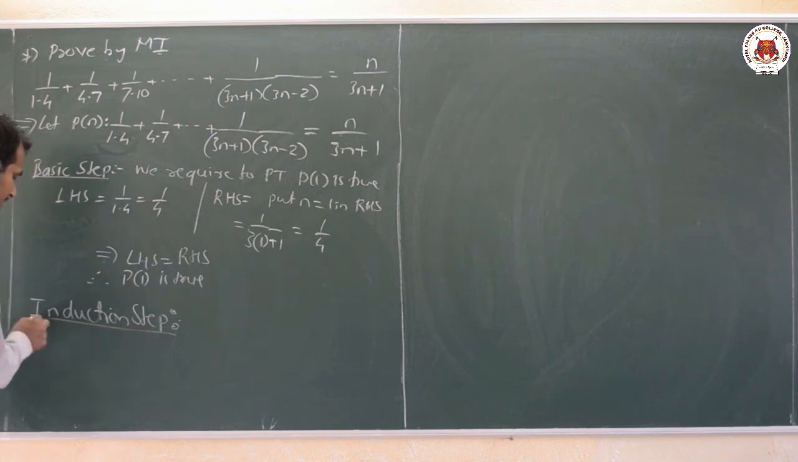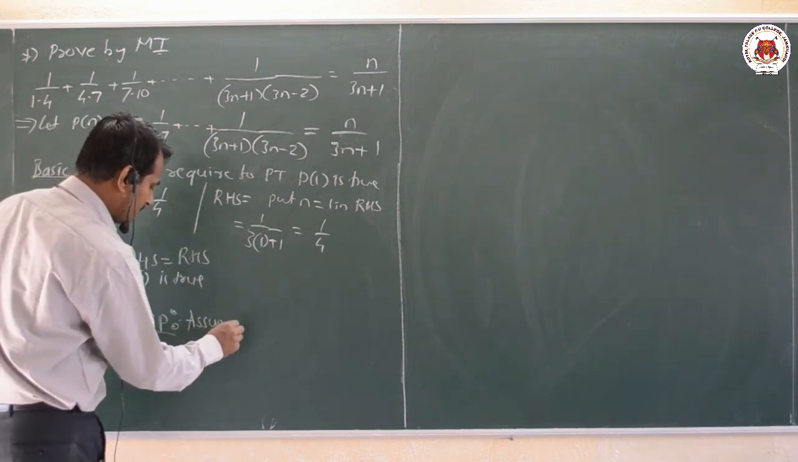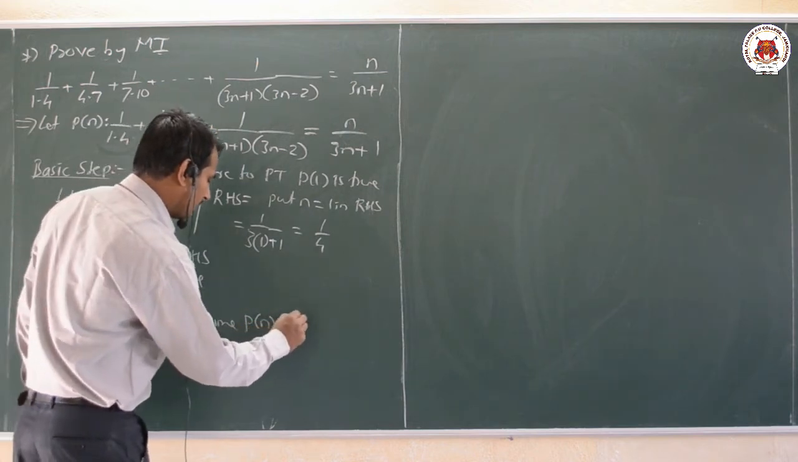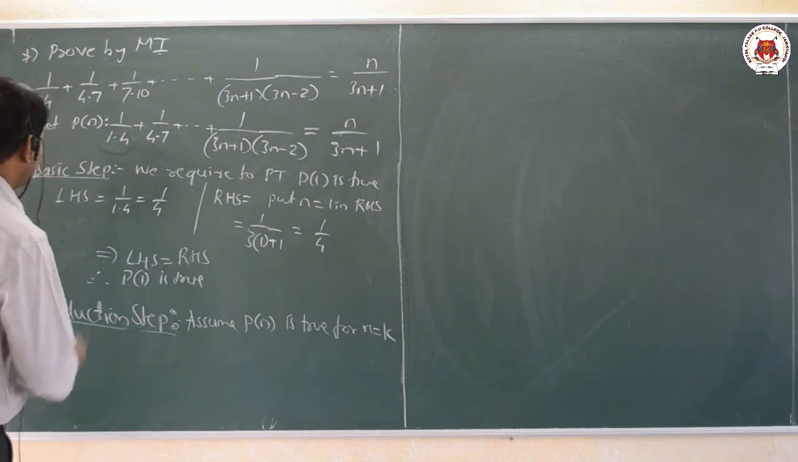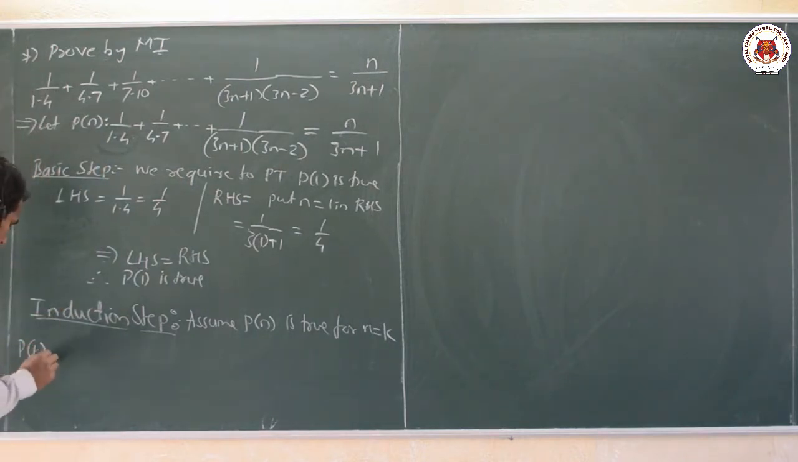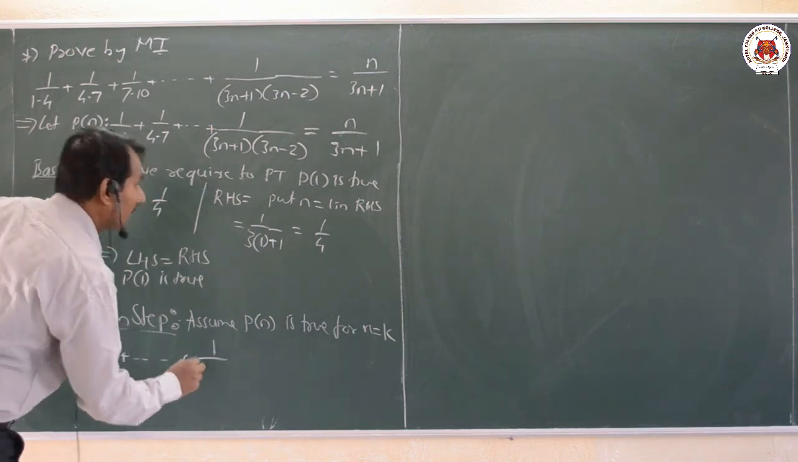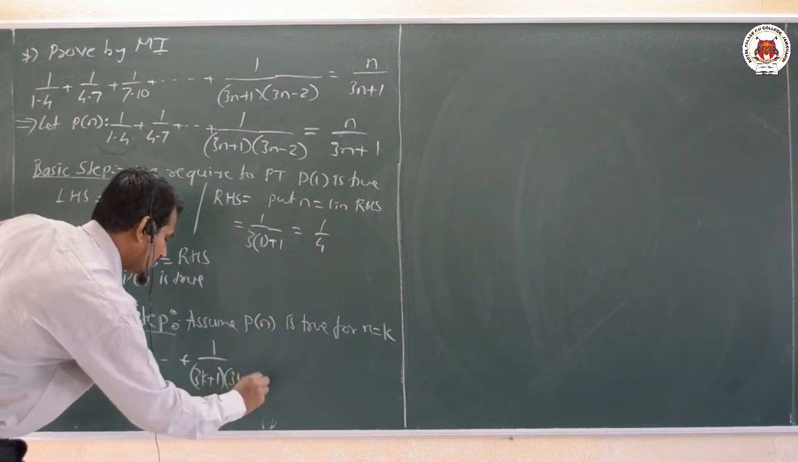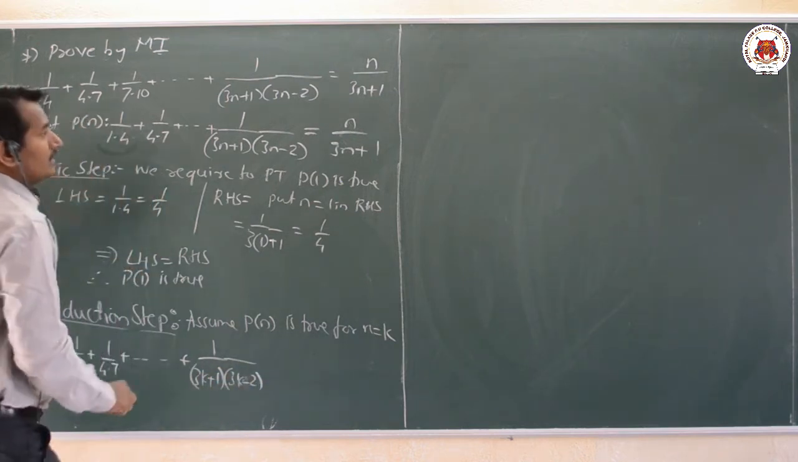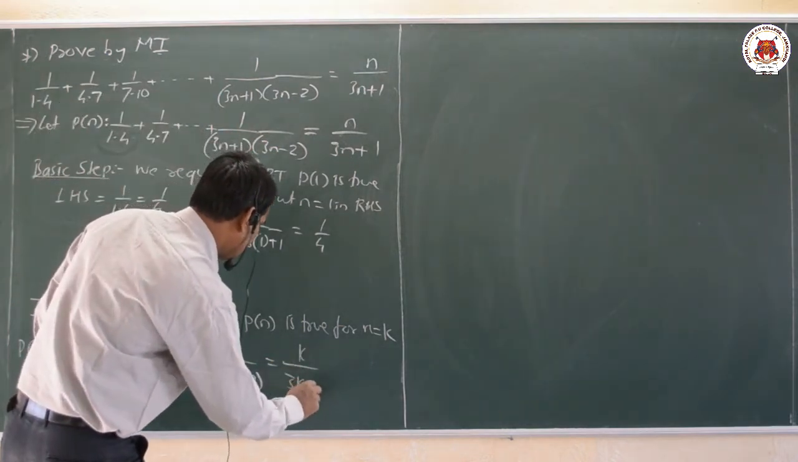Now, what we have in this induction step, that we shall observe. Assume P of n is true for n equal to k. That means in the place of n, we have to take k. That is 1 divided by 1 into 4 plus 1 divided by 4 into 7 plus so on, till 1 divided by (3k minus 2) into (3k plus 1), which is equal to k divided by 3k plus 1.